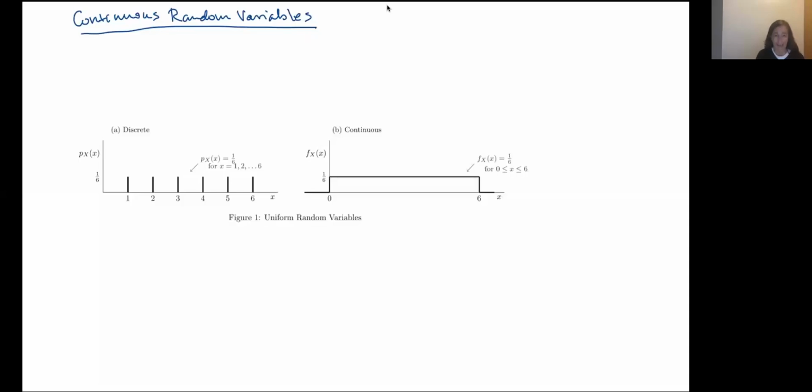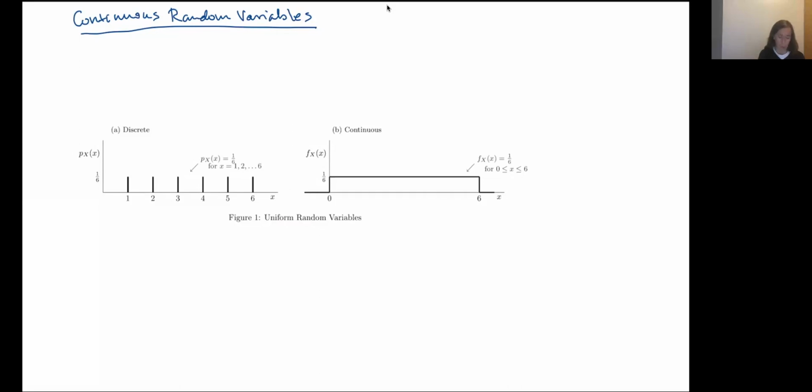Okay, so it's time to start talking about continuous random variables. And to start doing that, I want to contrast a discrete random variable with one that's a lot like it, but continuous. What I've got here on the board are uniform random variables. And by uniform, I mean that the probabilities are the same, they're sort of even. There's no outcome that's more likely than another one.